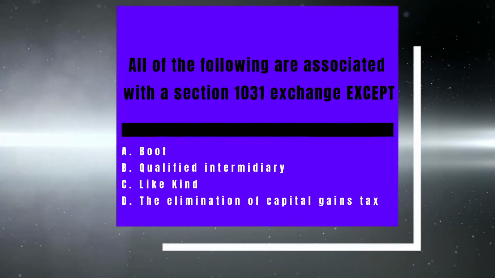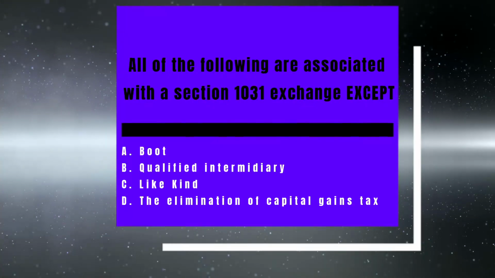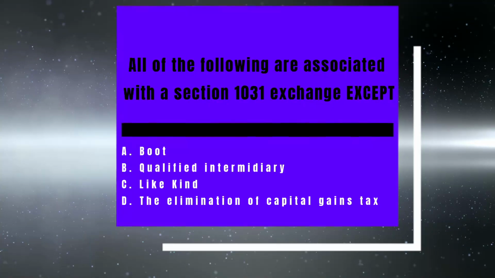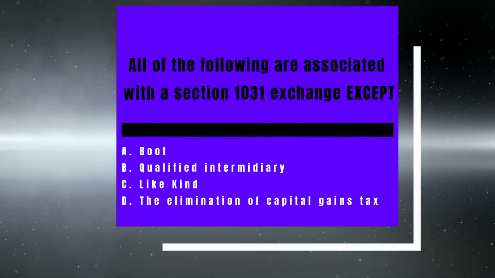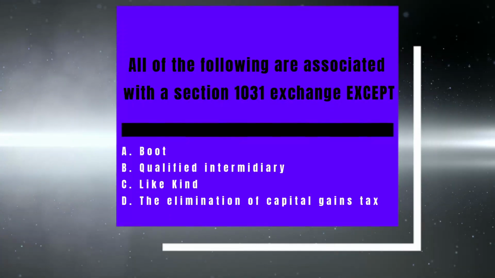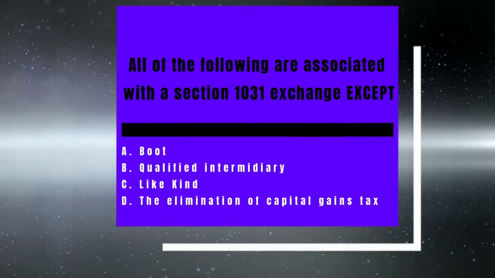So I'm going to give you a hint. I actually just kind of told you the answer. The answer is D, the elimination of capital gains tax, because we're talking about "except" here. The only one that doesn't have to do with capital gains is that it does not eliminate. The 1031 exchange does not eliminate your capital gains taxes. It defers it down the road.